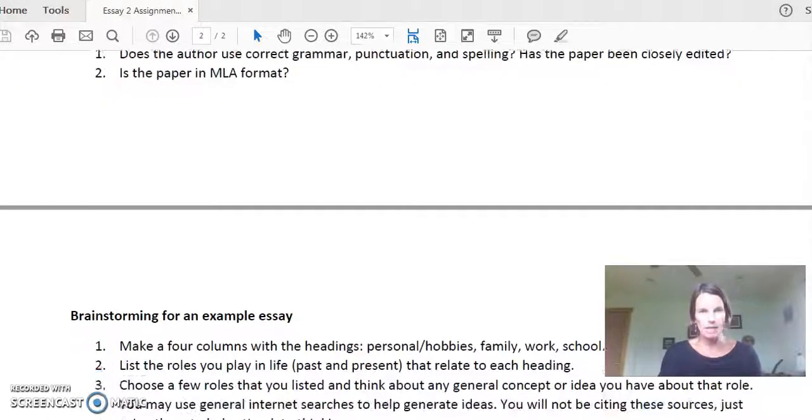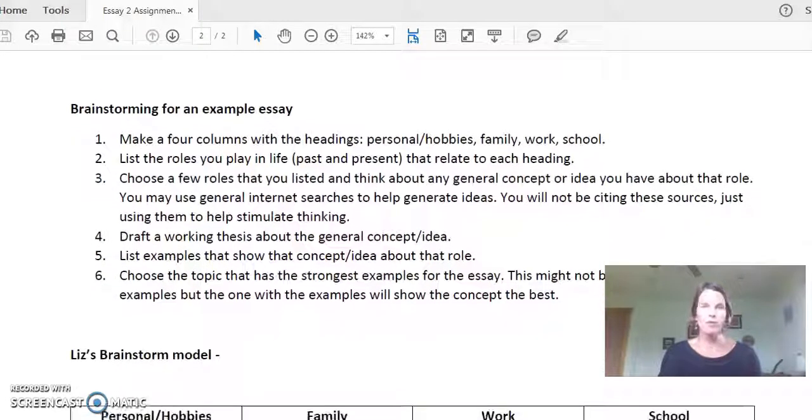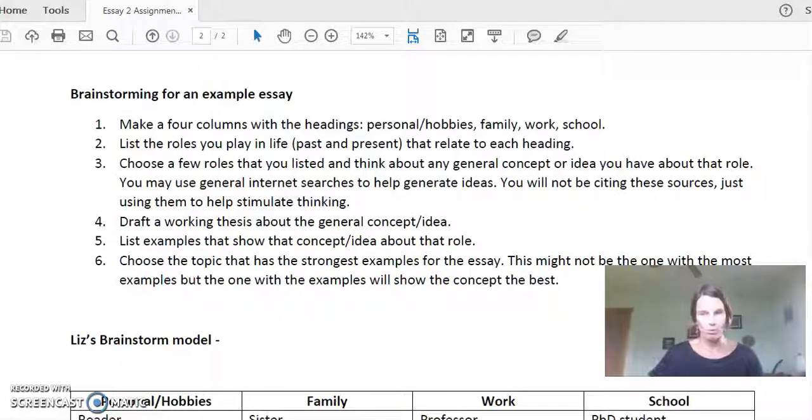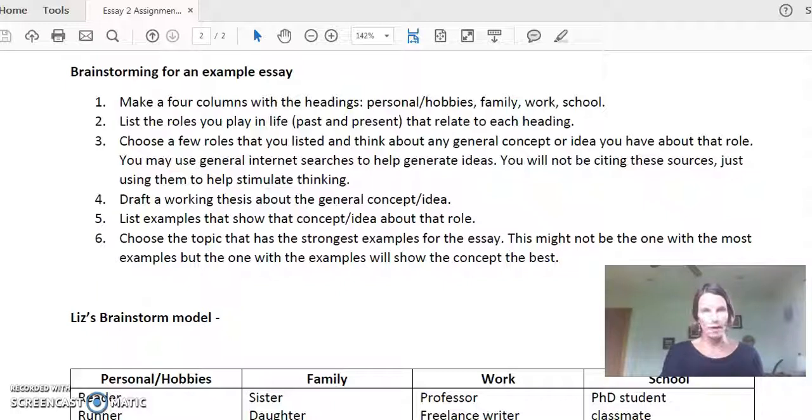If you scroll down to the second page, I've offered one way to brainstorm for this essay. By no means the only way to do it, but for some people, this might be a really useful exercise to get some ideas about what topic to choose. And so I have the instructions listed here, 6 steps, but then I also provide my own example of how I brainstormed for this essay.